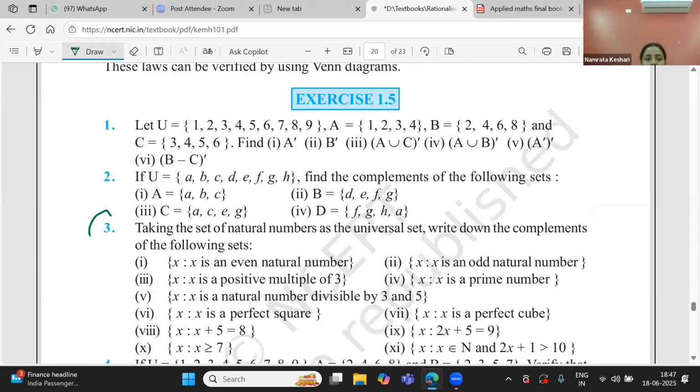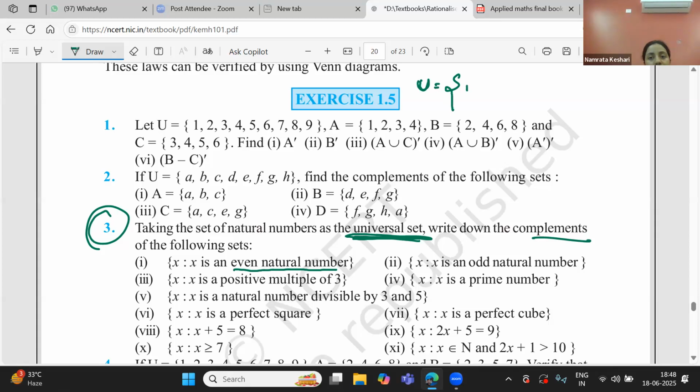Yeah, question number 3. Taking the set of natural numbers as the universal set, we have to write the complement of each of the following. Complement means we have to subtract the given set from the universal set. The first one in set builder form says the set of all x such that x is an even natural number.